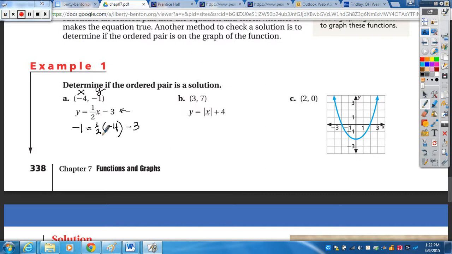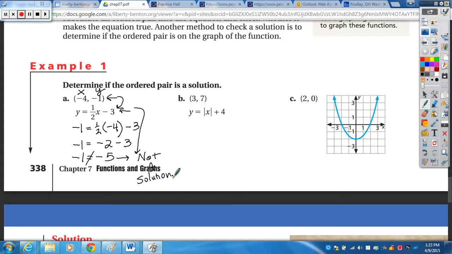And so I'm just going to simplify this side and see if it equals -1. If I do that, half of -4 is -2. And if we take -2 minus 3, that's -5. Does -1 equal -5? No. And so is this ordered pair a solution of that equation? The answer is no. Okay? And how you would write that, I would just show something like this. Show this work here, and then I would just say this. Not a solution. Okay? Because that work tells me why it's not a solution.